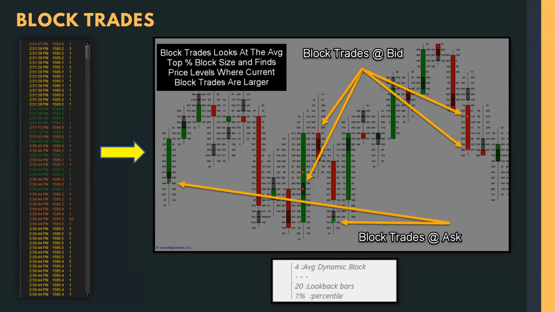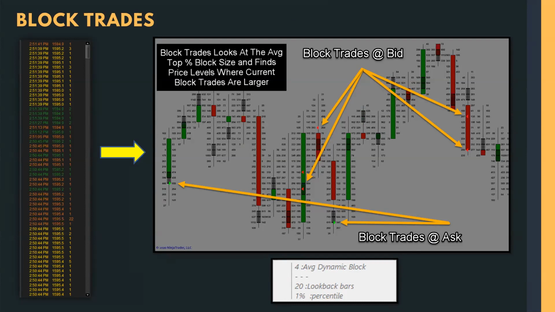So block trades. The same concept around big money print is the same concept around block trades. You cannot say, well, I'm just going to look at blocks over 20 shares or blocks over 20 contracts.